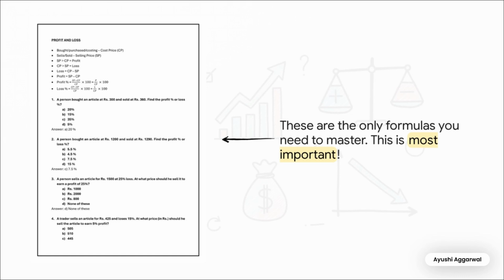Now let's talk about percentages, because that's what exams love to ask. Profit percentage is profit divided by cost price, all multiplied by 100. And loss percentage is loss divided by cost price times 100. And here's a golden rule. Always, always remember that whether it's profit or loss, the percentage is always calculated on the cost price. Why? Because that was your original investment. You should definitely take a screenshot of this.